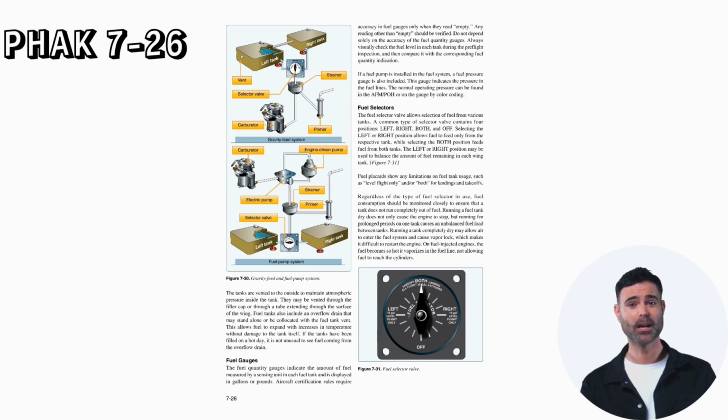Selecting the left or right position allows fuel to feed only from the respective tank, while selecting the both position feeds fuel from both tanks. The left or right position may be used to balance the amount of fuel remaining in each wing tank. Fuel placards show any limitations on fuel tank usage, such as level flight only and/or both for landings and takeoffs.